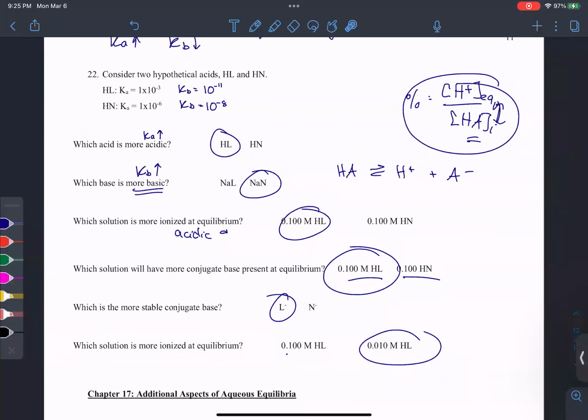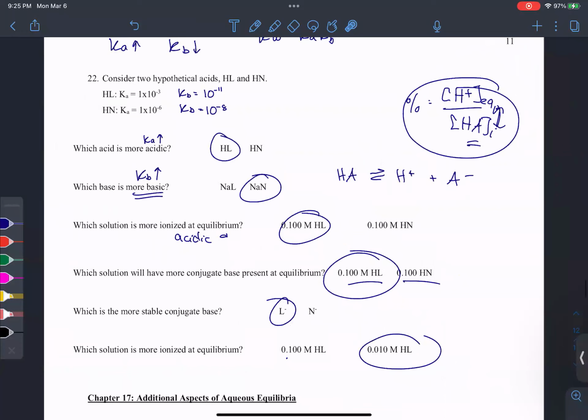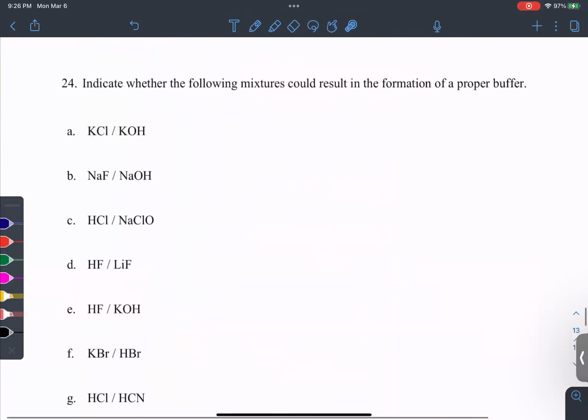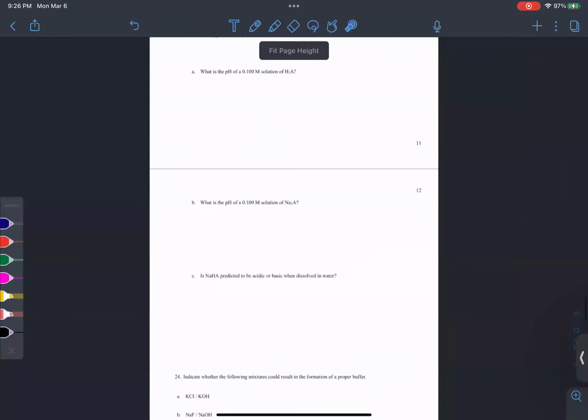Cool. All right, wow, we did all of chapter 16. Oh, fudge, we only have like 30 minutes left. Okay, I like to play this game. What's a buffer?